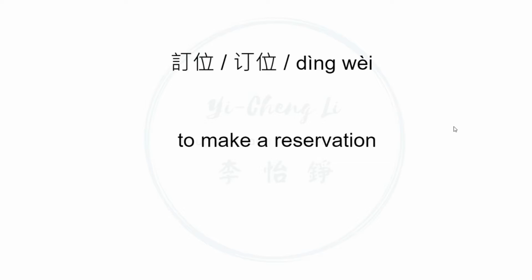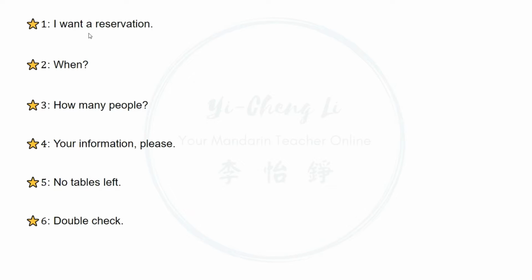In today's video, we are talking about how to make a reservation. First, we will talk about how to express I want a reservation, or I want to make a reservation, or I want to reserve, book a seat, a table, like that. Number 2 is when. And then number 3, how many people? It will be a key question as well. Number 4, your information, please. Number 5, no tables left. What would you do? How would they ask you? How would they tell you? How are you going to solve the problem in that part? Number 6, double check.